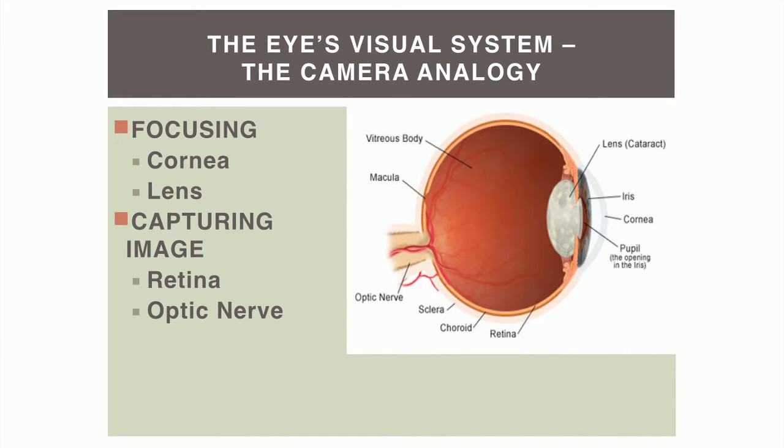Light passes through the cornea and the lens and gets captured onto the retina, and an image is captured on your retina here, and then an image is transmitted to your brain through something called the optic nerve.